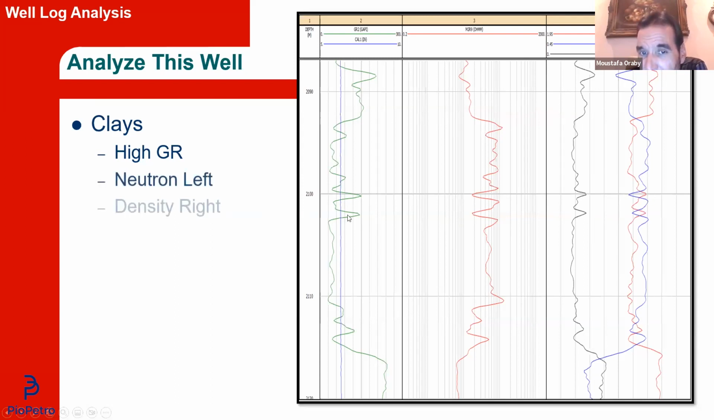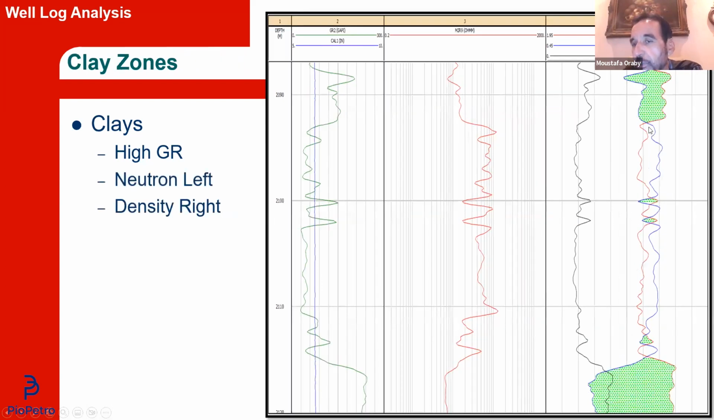If I go to this peak, high gamma ray. If I go there, neutron is left. Density is right. So this is a clay zone. Again, very high gamma ray. Then I can say all these zones are clay zones. Here is a clay zone, here is a clay zone, and so on. So the clay zones have high gamma ray, neutron left and density right. Okay?